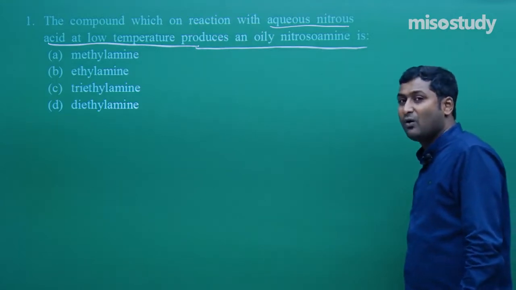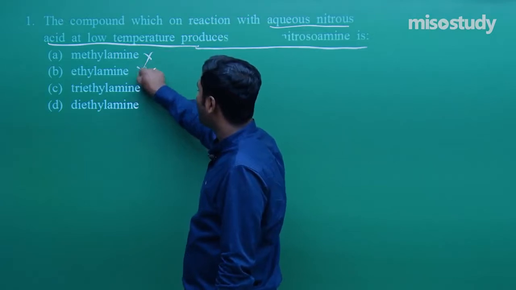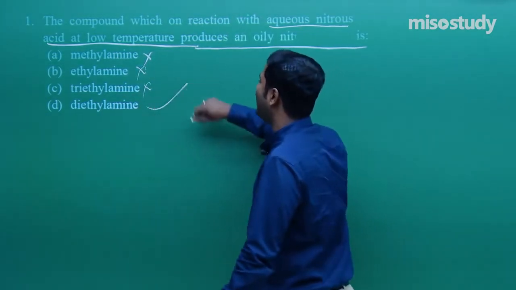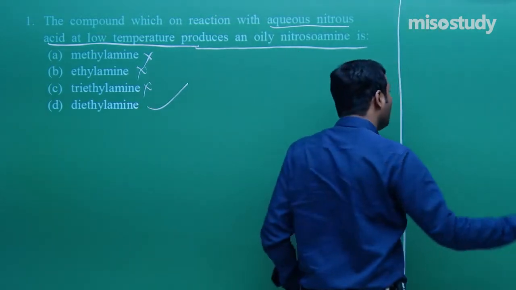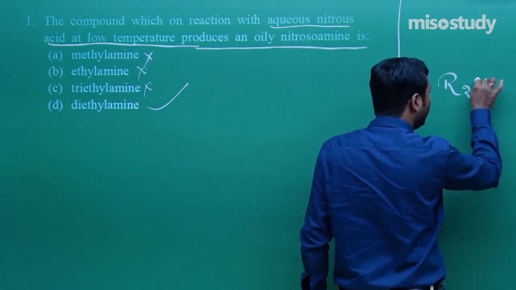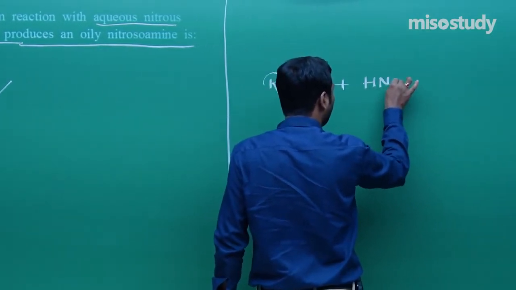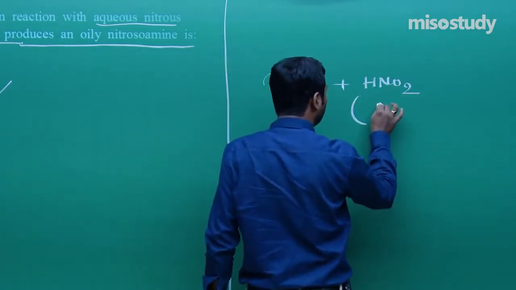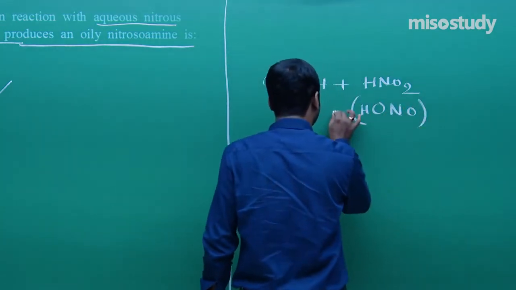So in this case, what will be the answer? Methylamine is a 1 degree amine, ethylamine is a 1 degree amine, triethylamine is the 3 degree amine, and diethylamine is the 2 degree amine. Clear to you? So in this case, if I take a 2 degree amine, then treatment with HNO2, it can be written like this, HONO.